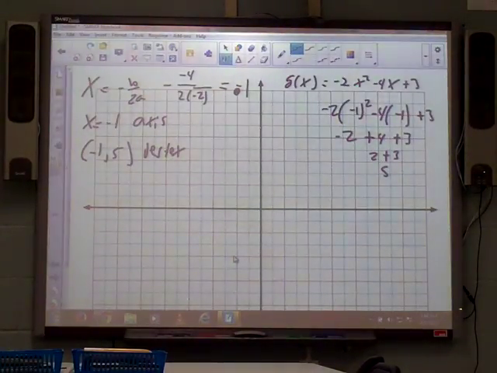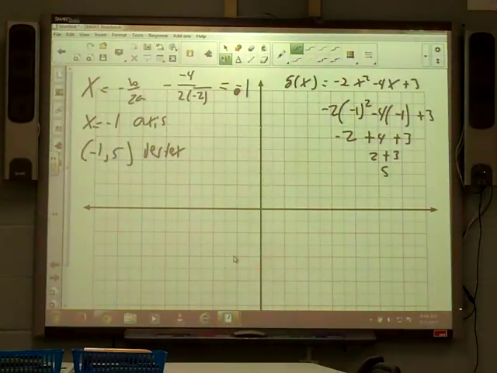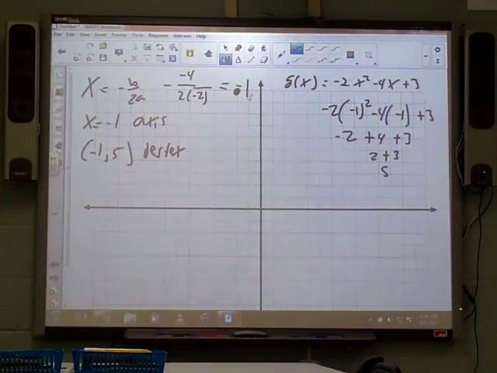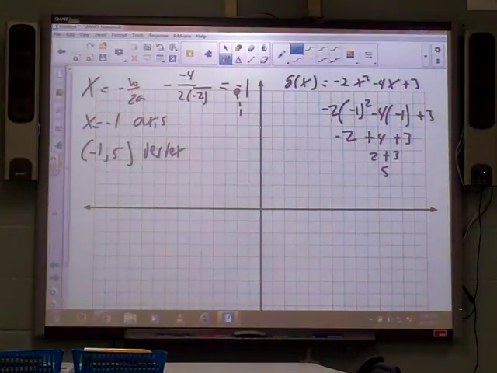Alright, I know since my a was -2, it's going to open down, so I'm not panicked about my graph already being up there at the top. I know it's going to open down. What I need to find now, I need to find another point.